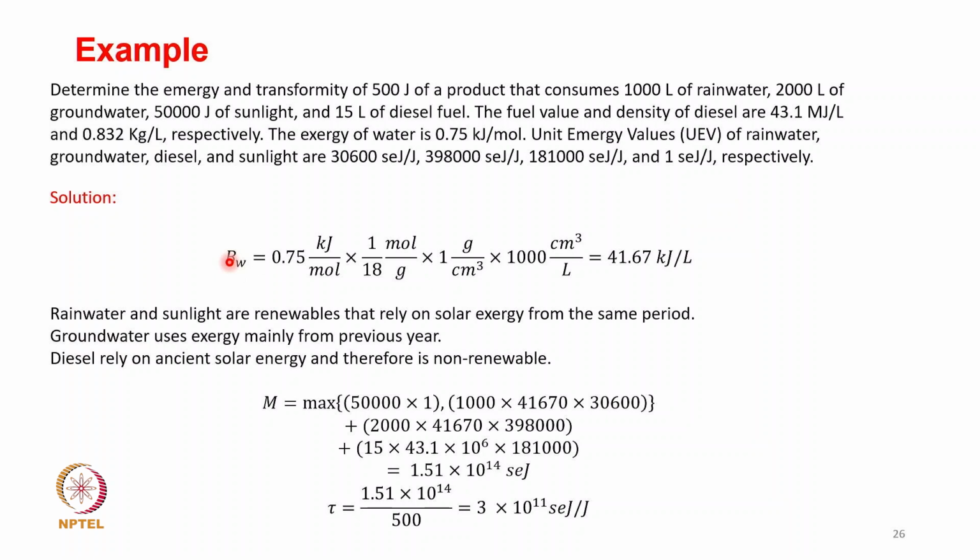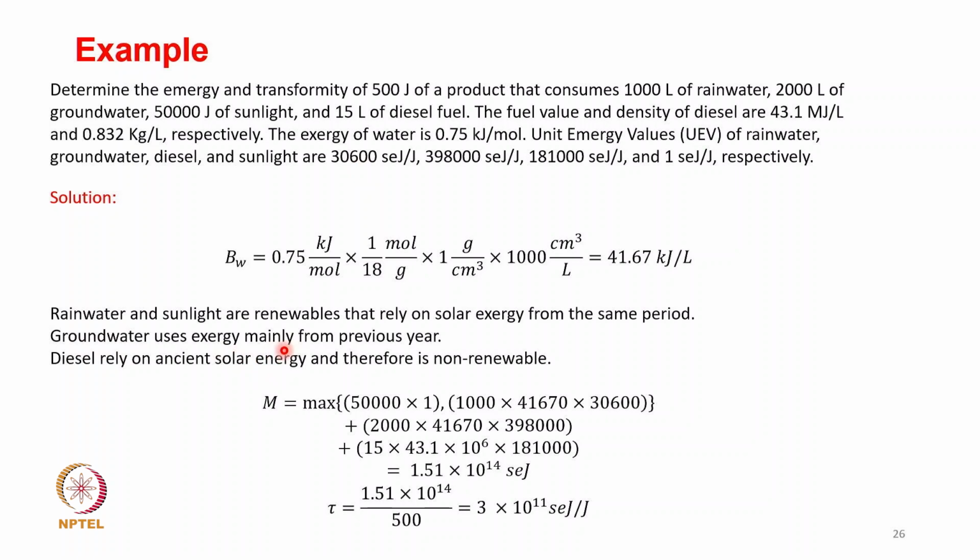So how do we compute this? We need to of course convert this 0.75 to the corresponding kilojoule per liter. This transformation is just to make sure that 0.75 kilojoule per mole is converted into kilojoule per liter. So now look at the calculation. Rainwater and sunlight are renewables that solely depend on solar exergy at the same period, so you only need to compute the maximum of one of those. So 50,000 is the sunlight times 1, and 1000 liters of rainwater, and this is the conversion factor, times the exergy of water.